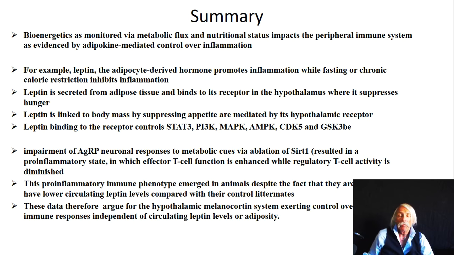All right. This pro-inflammatory immune phenotype emerges in animals despite the fact that they are leaner and have lower circulating leptin compared to their littermate controls. That means that this whole SIRT1 knockout supervened on top of the leptin response. That's what it means. So the data therefore argue for the hypothalamic melanocortin system exerting control over peripheral immune responses independent of the circulating leptin, okay? Because even when you have this lower circulating leptin, and you shouldn't be having this inflammatory response, you nevertheless get it when Sirtuin is knocked out.